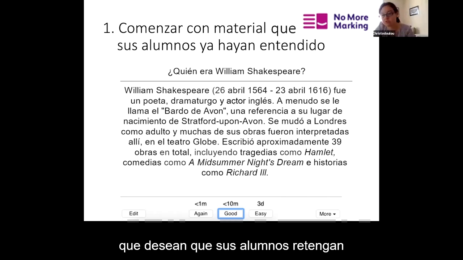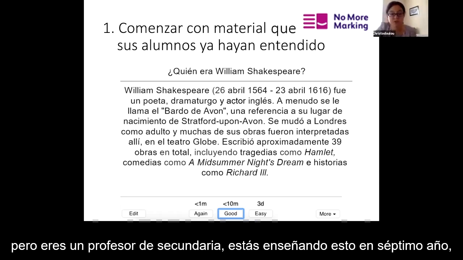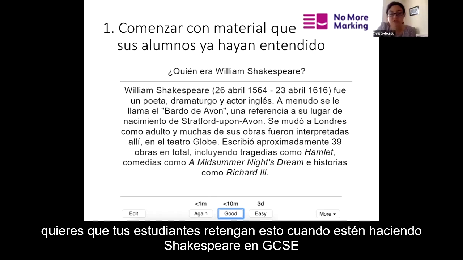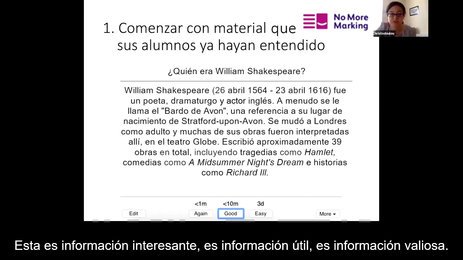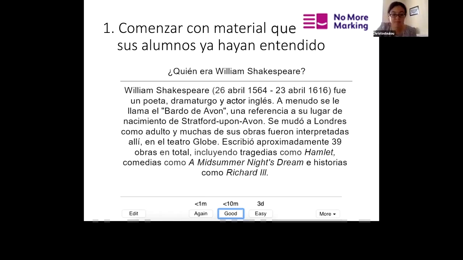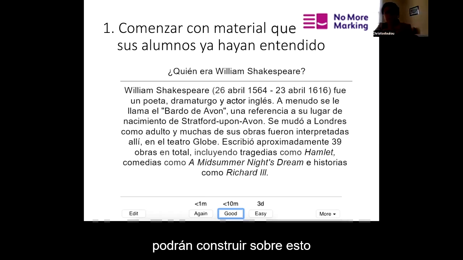And you want them to retain it not just for next week, not just for next month, but if you're a secondary teacher teaching this in year 7, you want your students to retain this when they're doing Shakespeare at GCSE, you want them to retain it when they've left school. This is interesting information, useful information, valuable information. This is going to help them as they go forward, they'll be able to build on this.